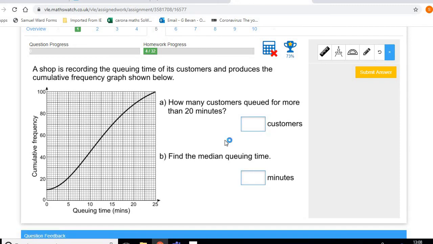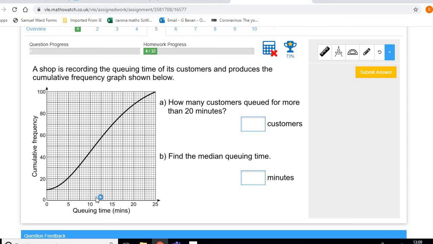Okay, let's just look at this one. So the median queuing time. This one doesn't tell us the frequency in the question, but we can see that the line goes up to 100. So there must be 100 customers altogether. So to find the median, we want halfway. So half of 100 is 50. So you would go across from 50 to the curve and then down and read off the value.